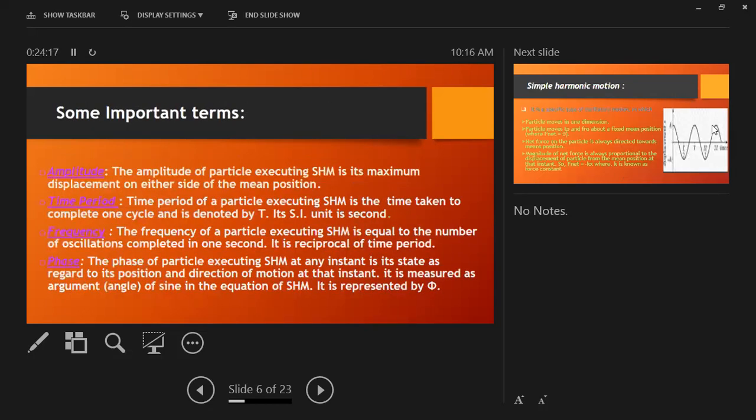Okay, now we'll discuss some definitions which are there. First is amplitude. Amplitude means maximum displacement of the particle from its mean position.